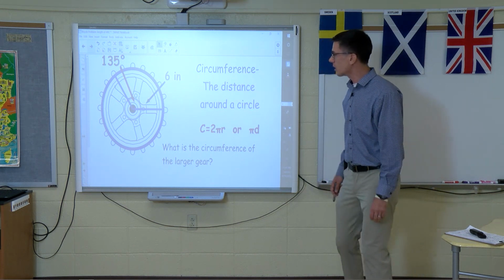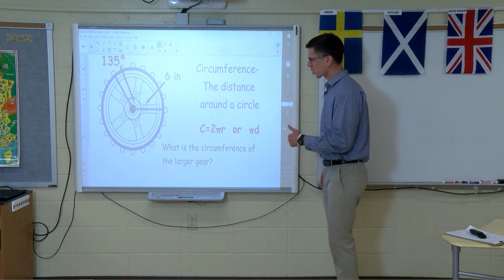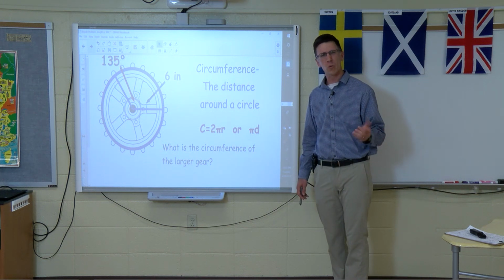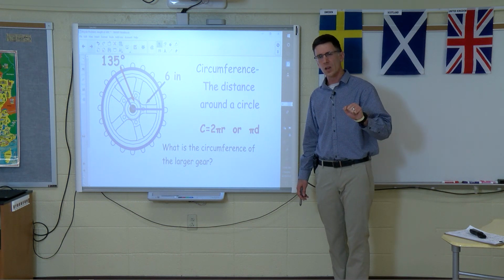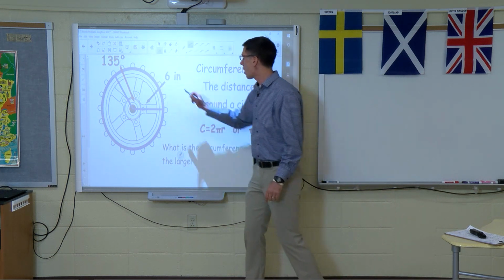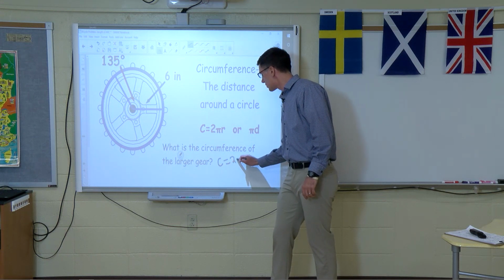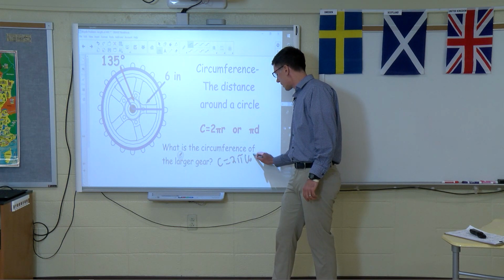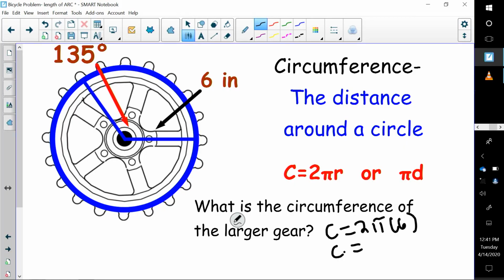Now, so let's go ahead and talk about this. What is the circumference of the larger gear? So remember, the larger gear is turned first. What is the circumference of the larger gear? So circumference is 2 pi r. So we have C equals 2 times pi times the radius of 6. So the circumference is 12 pi inches. Now, 12 pi, if you punch that into your calculator, 12 pi in inches, rounded to the nearest tenth, is approximately 37.7 inches.